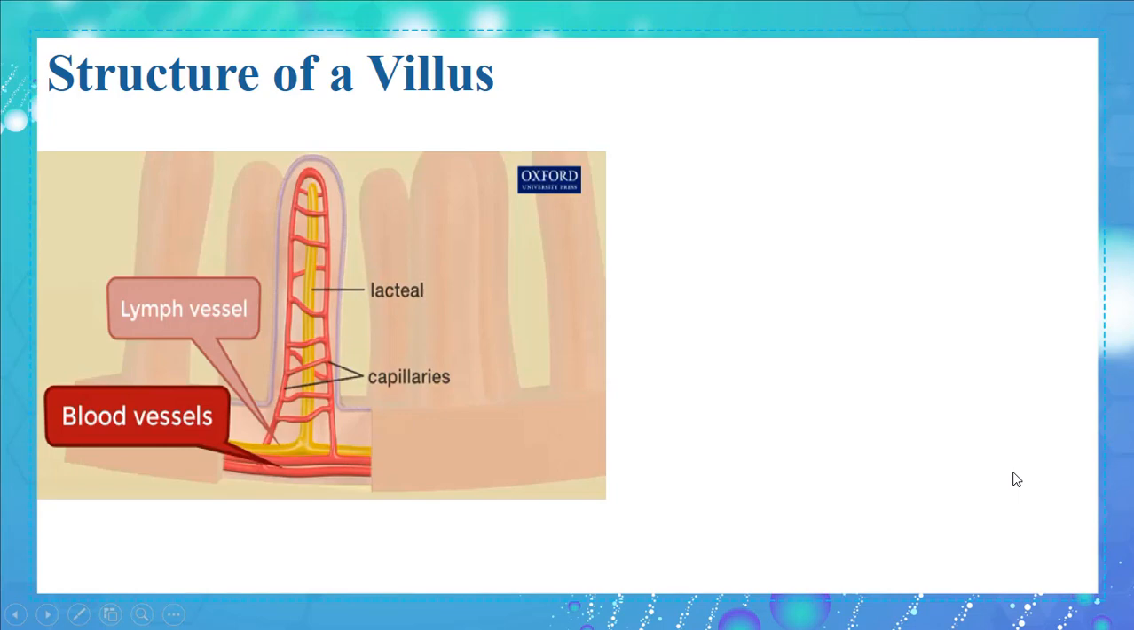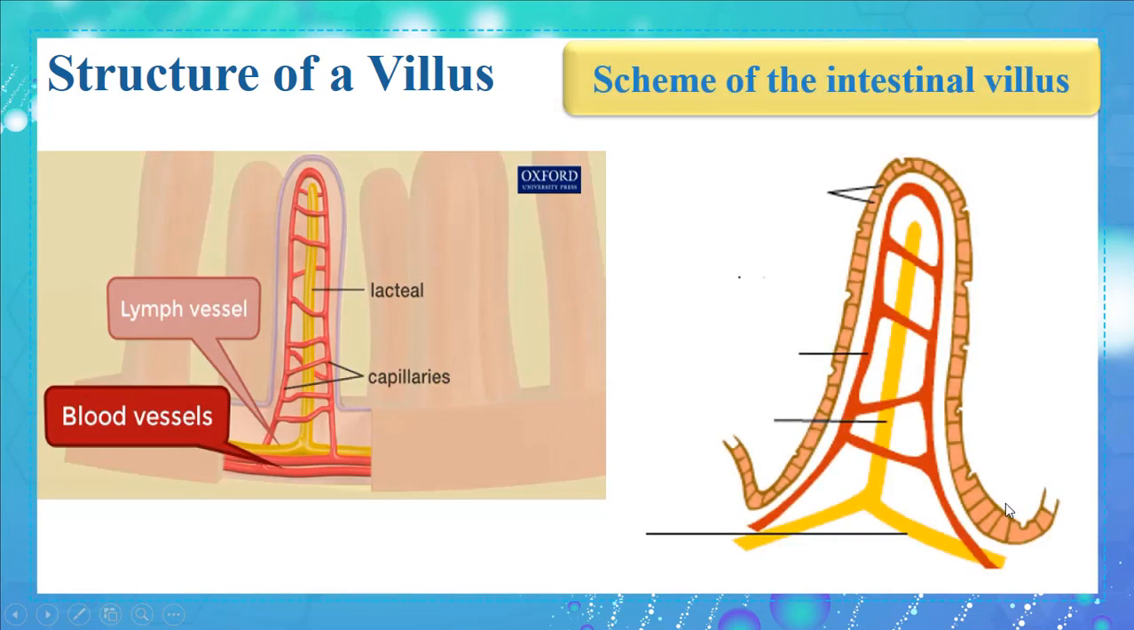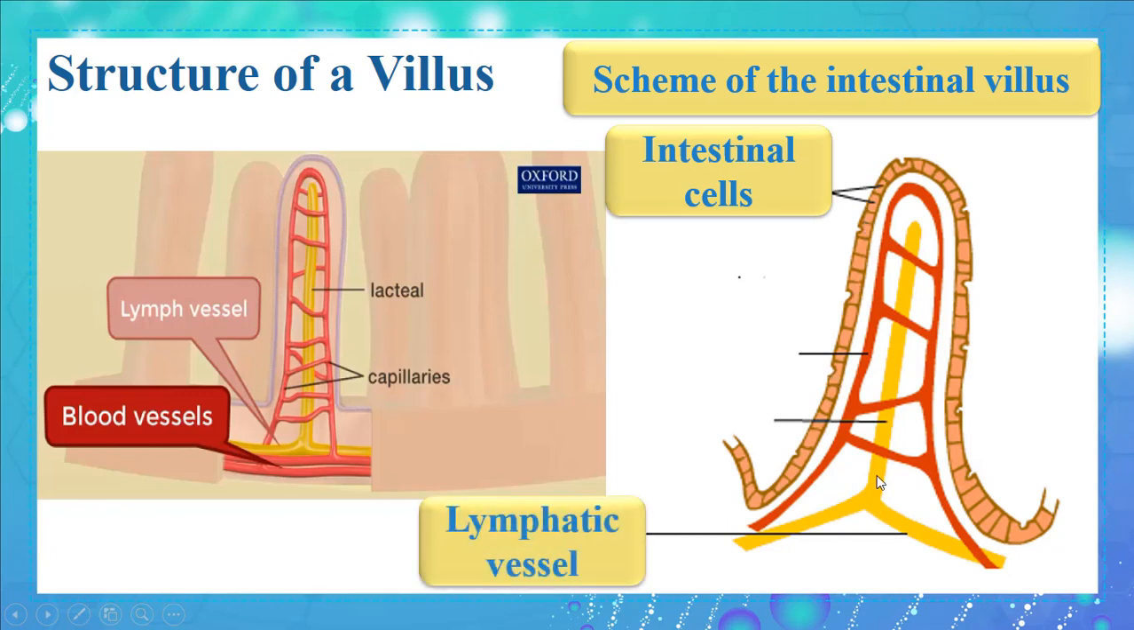How to draw an intestinal villus? First, you start by drawing a single layer of cells in the shape of a finger. Then, inside it, you draw a lymphatic vessel surrounded by a blood capillary.